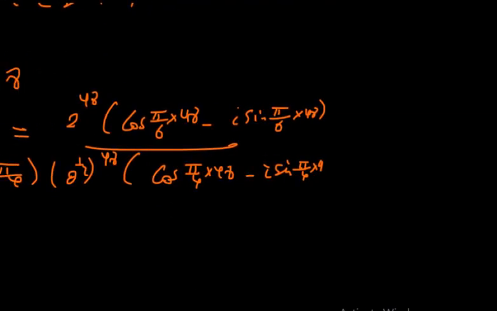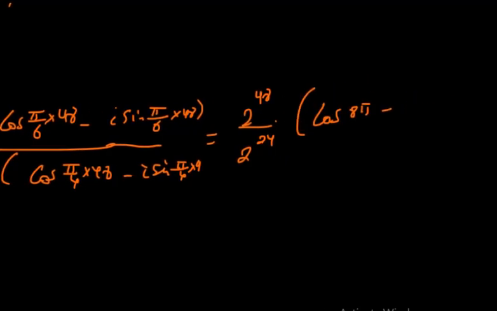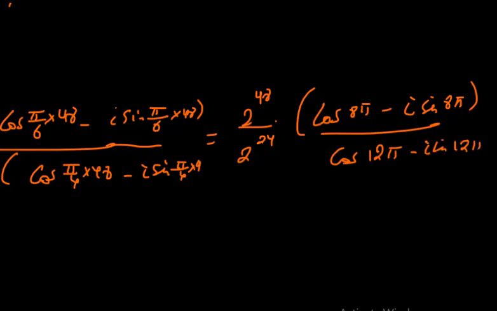Now let's move the slide a bit so that it will be clear. Let's finish up. This is the same as 2 to the power of 48 over 2 to the power of half of 48, which is 24, into, there you have 48 divided by 6 is 8, so cosine of 8 pi minus i sine 8 pi, over cosine of 12 pi minus i sine 12 pi.